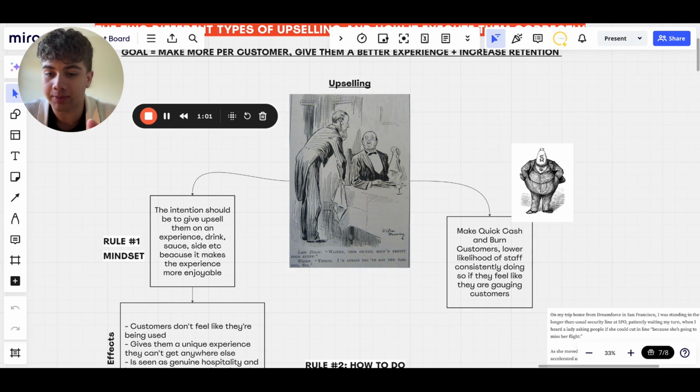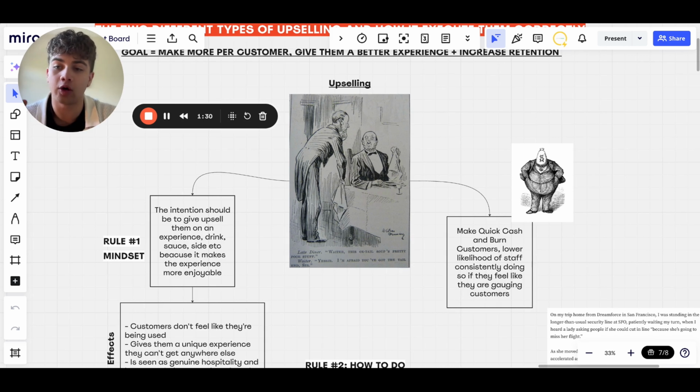So the first path is, firstly, you can come with the intention of just making quick cash, burning customers, and then at that point having a lower likelihood of staff consistently doing it because they feel like they're gouging customers. And this is where you're just doing it to get more money out of each person, right? That's your intention. And if that is your intention, then this is the likelihood of what you're actually going to be experiencing after that. So those are the secondary consequences, if we are looking at this from a short-term perspective.